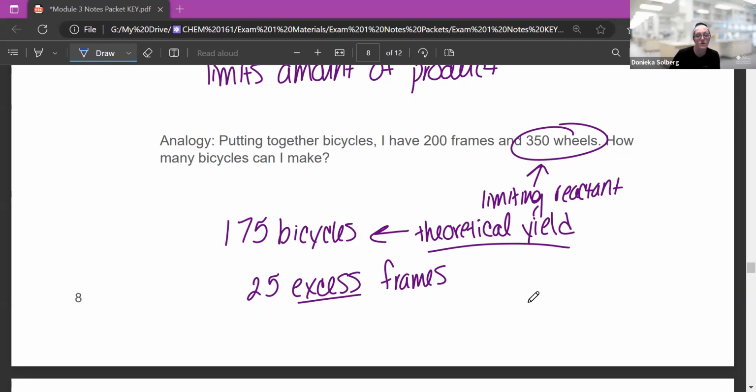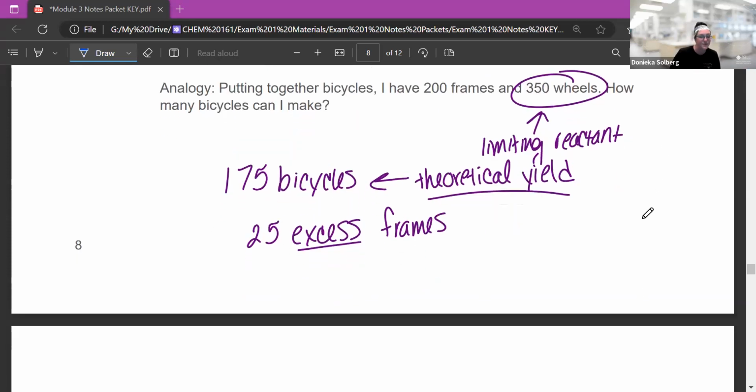So using those chemical terms, the wheels were my limiting reactant, even though I had more wheels, but since I needed 2 wheels for every 1 frame, I'm going to run out of them first. So that's called my limiting reactant. Then the amount of stuff I can make, my product, is called my theoretical yield. So theoretically, it would yield 175 bicycles. And then the excess is how much of the other reactant, not my limiting reactant, is left over. And we can calculate all of these things with masses and moles of chemicals.